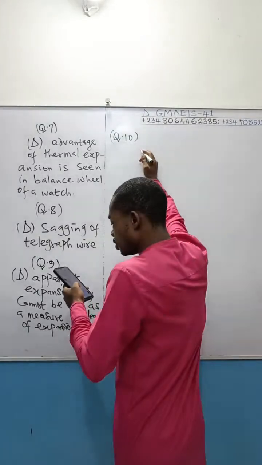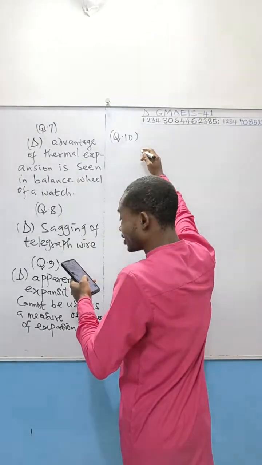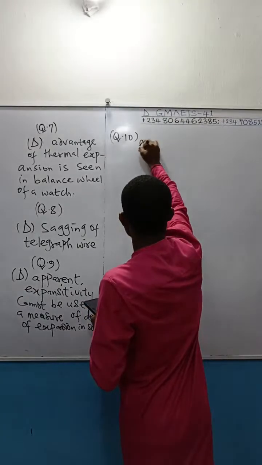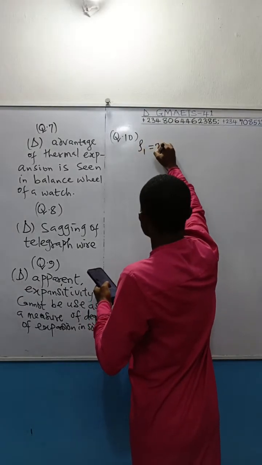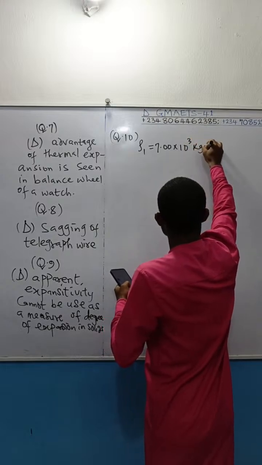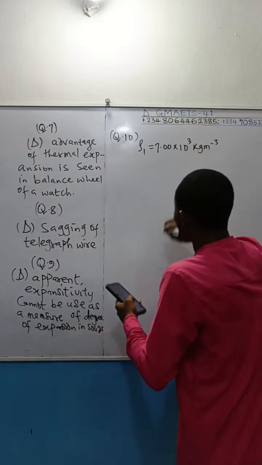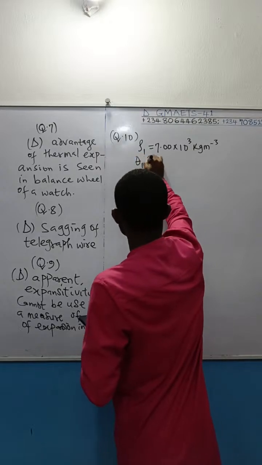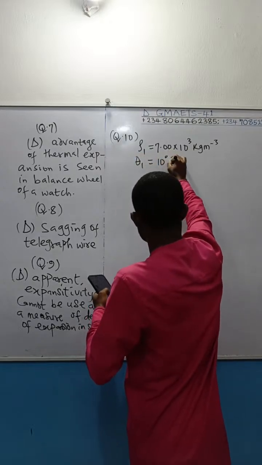This is what I'm going to do here. The density of the liquid at 10 degrees centigrade was given as, let's say, density 1, 7.00 times 10 to the power of 3 kilogram per cubic meter. This occurred at initial temperature θ1 of 10 degrees centigrade.